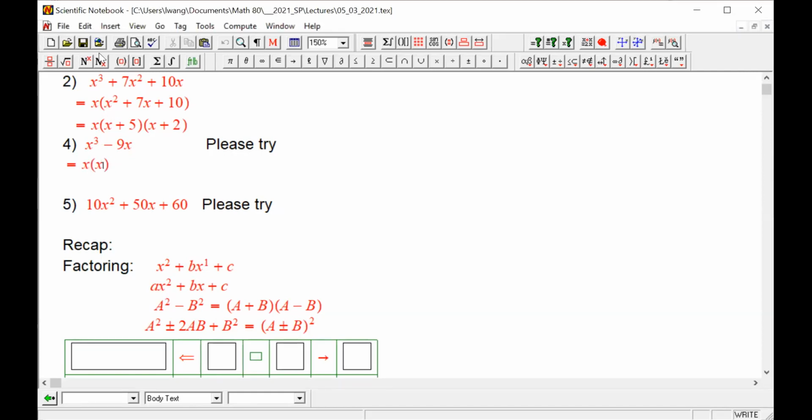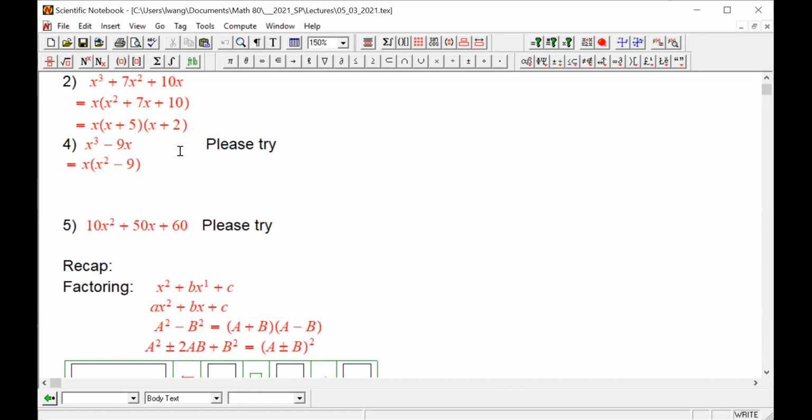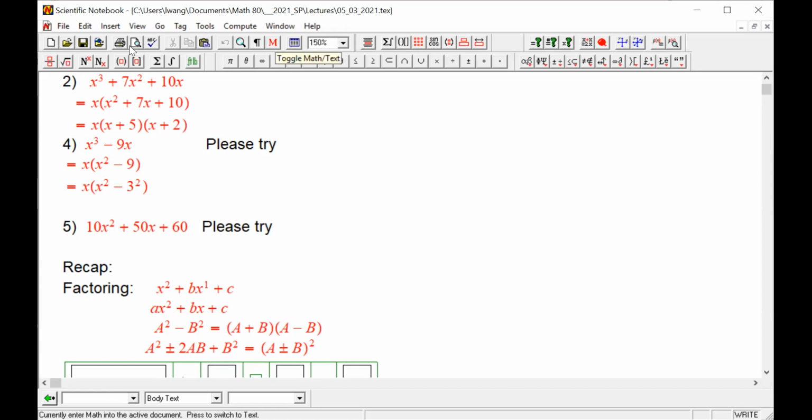So let's look at number 4. We factored out the x, so we get x times x squared minus 9, right? And using the special formula, we have x times x squared minus 3 squared. This is a squared minus b squared, so we end up with x times x plus 3 times x minus 3.